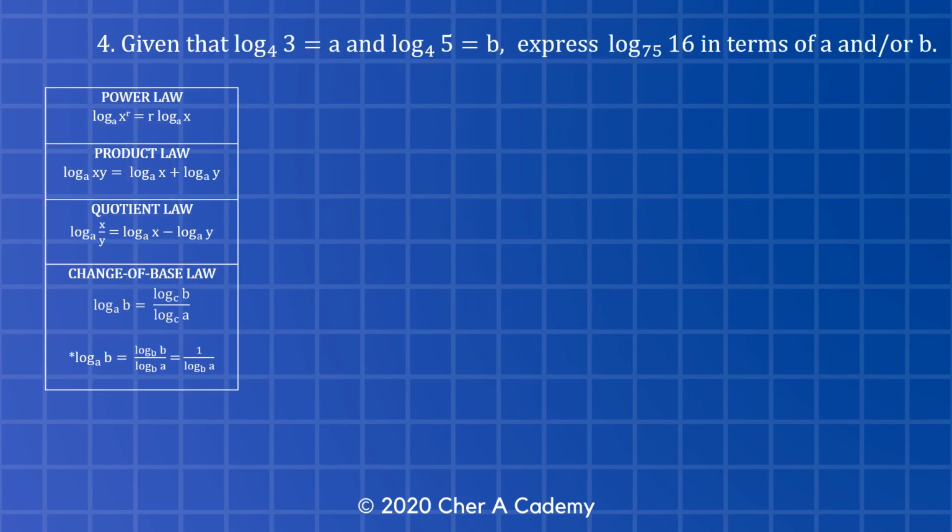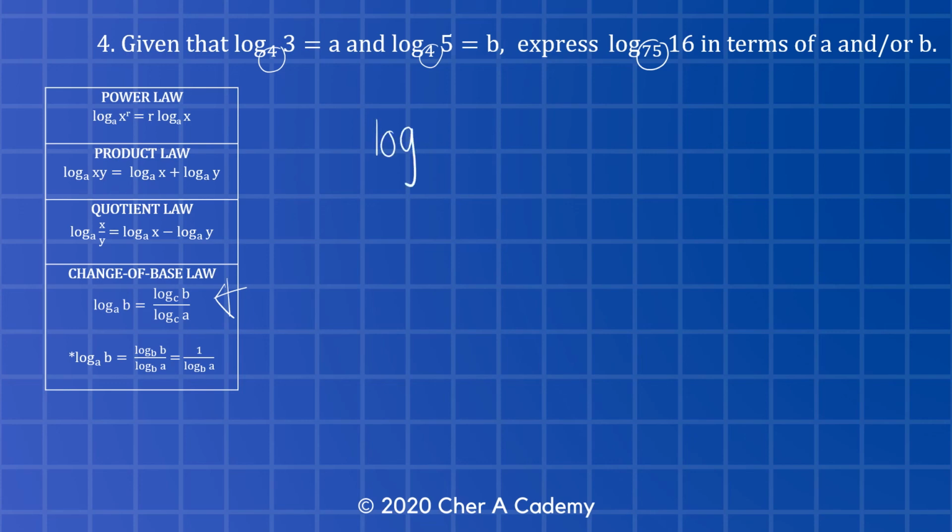Okay, question 4. Given that log base 4 3 is equals to a and log base 4 5 is equals to b, express log base 75 16 in terms of a and b. Okay, so this question is quite obvious that we have to use this law called the change of base law. Why? Because I have log base 4 here, I have log base 4 here, okay, but I have log base 75 here. These are all different. This is different from the rest. Okay, so let me change it up.